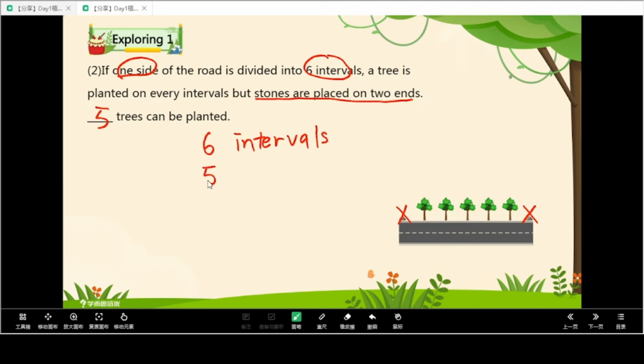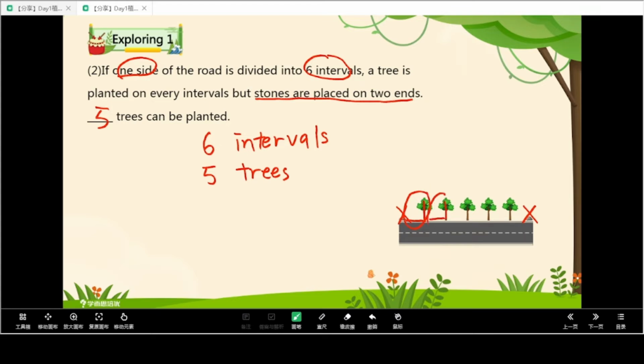And 5 trees. Is the number the same? No. Which one is larger? Intervals is larger, right? So let us check it again by our method. That is to pack a tree and an interval together as a package. It is a packaging method.